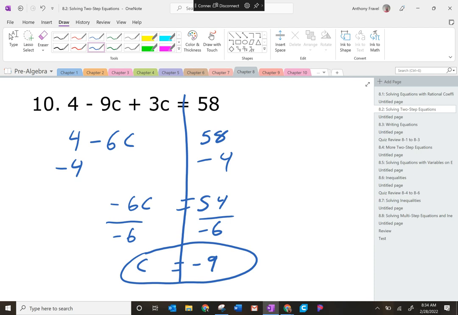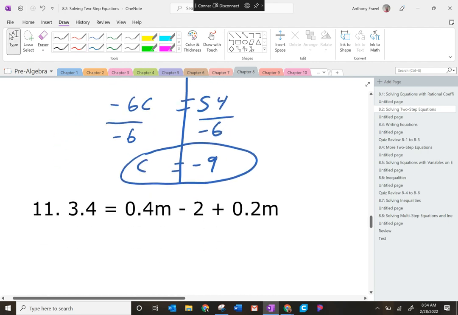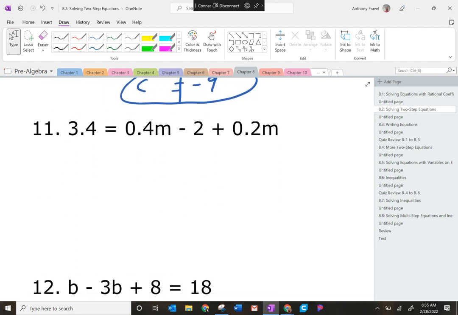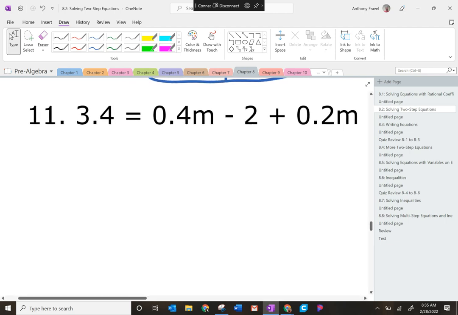Feeling all right? Because guess what, guys? I forgot everything. You guys have to tell me the steps to do on this one. All right, first one I got 3.4 equals 0.4m minus 2 plus 0.2m. I'll let you write it down, then you guys are going to talk me through it.